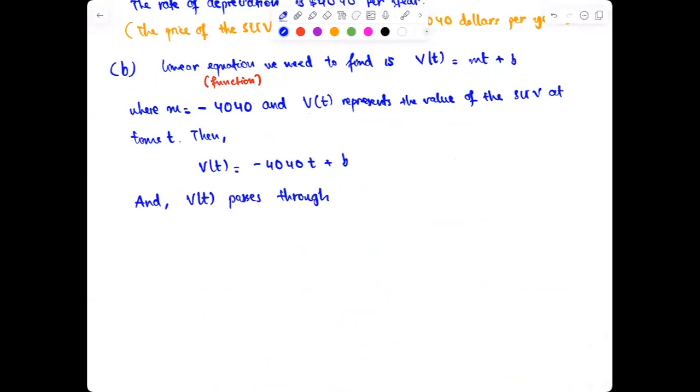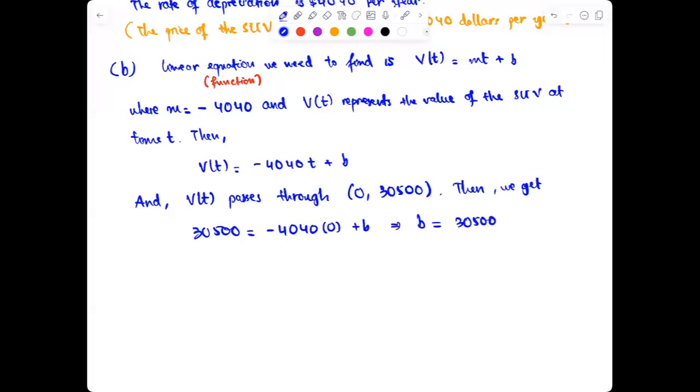So in this case, I'm going to choose the first point, 0, 30,500. Then we get that 30,500, which is the output, just substitute into V: negative 4,040 times 0 plus b. So therefore, b is equal to 30,500.